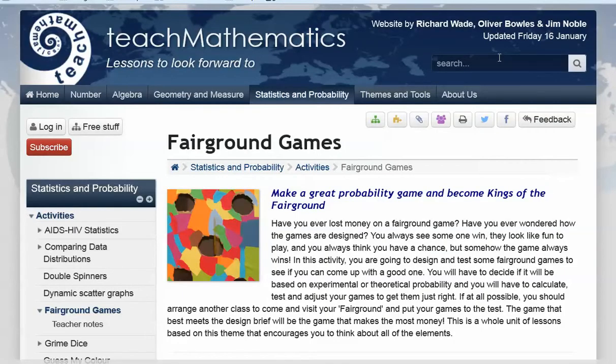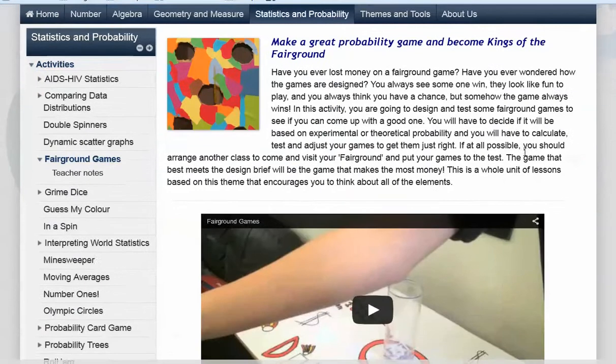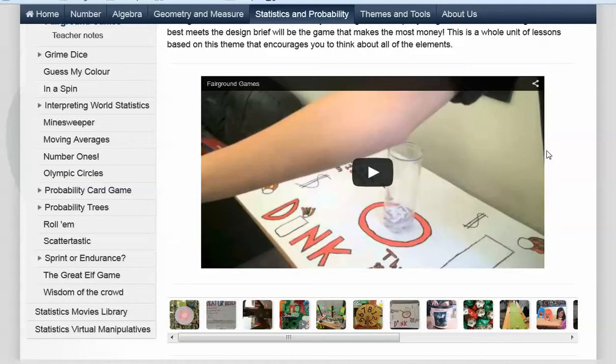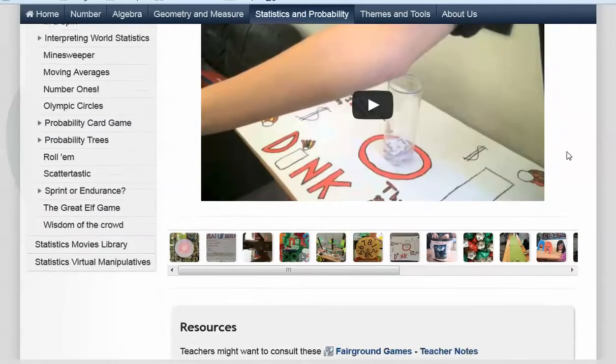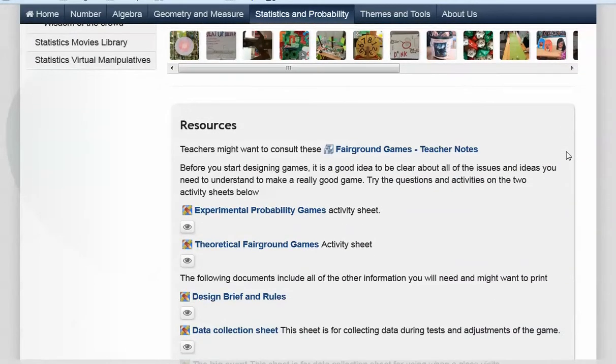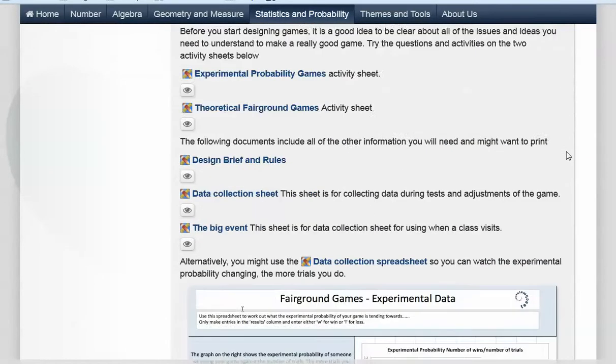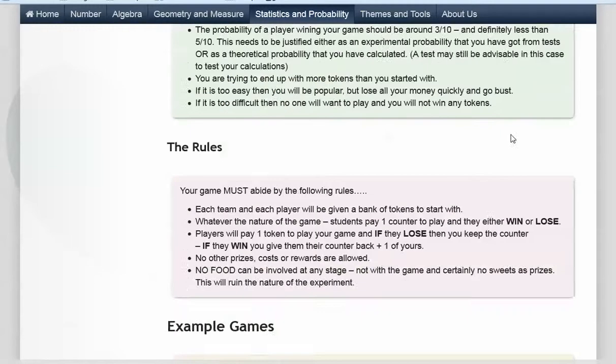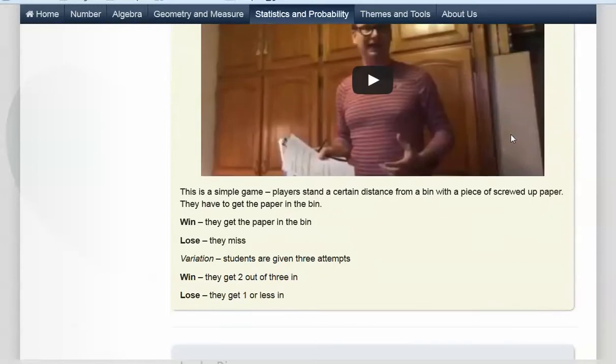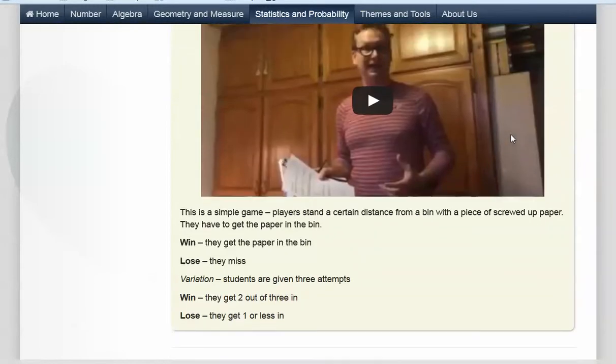And then here we have a whole unit of activities that might last 5 or 6 hours on experimental probability, where students are asked to invent their own fairground games, test them, and then put them to trial with some visiting students. And there's a whole range of activities about that. Some that can be done on the computer and some not.